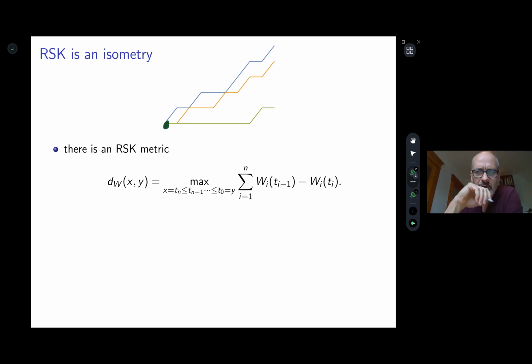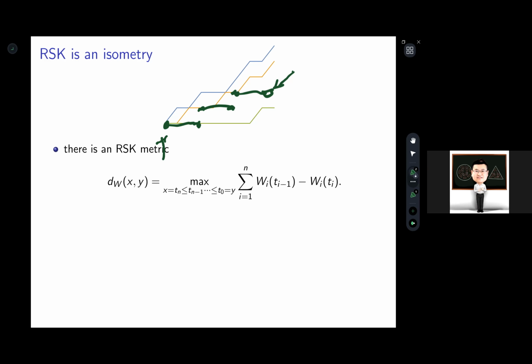So what you have to do is say how much time you spend on the bottom line, and then you jump to the second line, and then you jump to the top line and spend some time there. So this is going to be the target of your distance. This is your starting point. And this is how you're allowed to go. You stay for a while on the first line, and then the second, and then the third, and then you sum the increments of the path along where you've gone, and you maximize over all possible ways to do it. And that's the RSK metric. Okay, is this clear? Any questions about that?